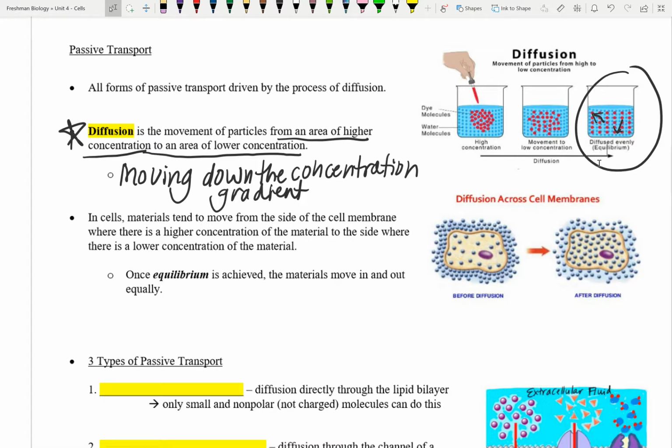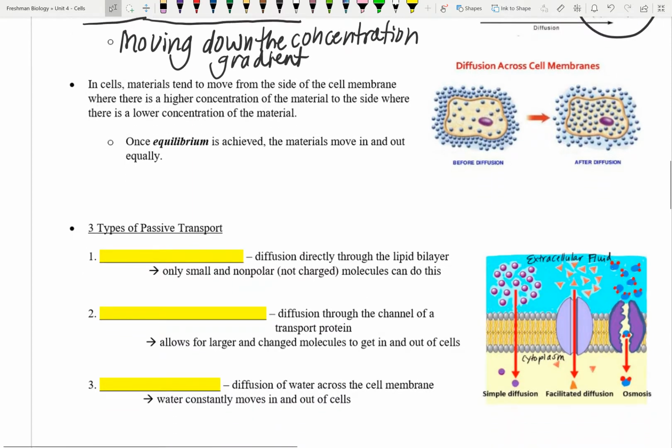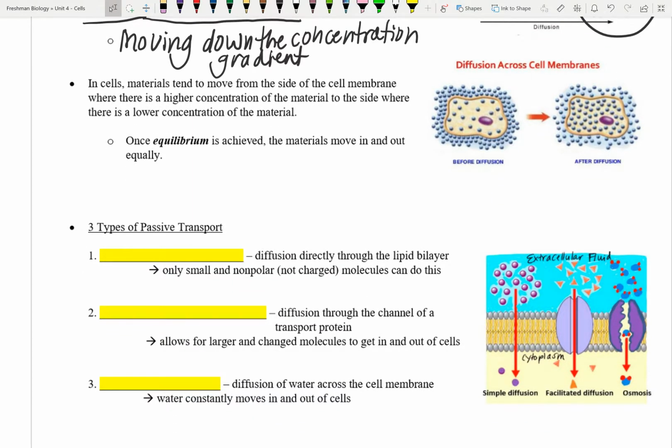So here we can see the area of high concentration where there's a lot of the dye molecules, and they start to space out to where at first there's no dye molecules. This principle of diffusion, or things spacing out, going from where there's a lot of it to where there's less of it, is what drives passive transport in cells.